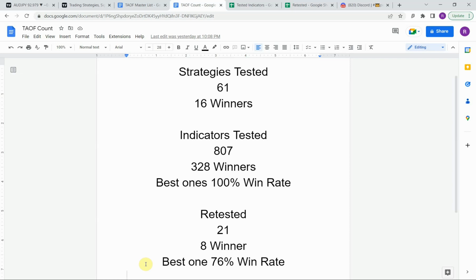Now you need to go back and watch those videos to understand the context of how they were able to achieve that. So go back and watch those videos and see what you can get out of those winning indicators. We've also retested in the advanced testing 21 of the winning indicators. 8 of them have been able to maintain the winning status, the best one a 76% win rate. Now keep in mind that we test most of the strategies and indicators on the Forex and crypto market, but they can be applied to just about any market and time frame universally.